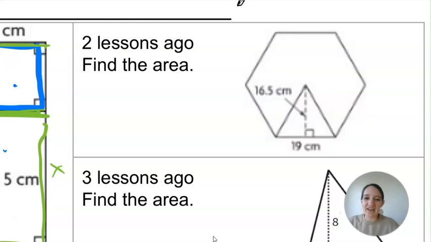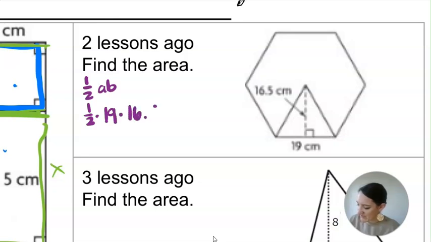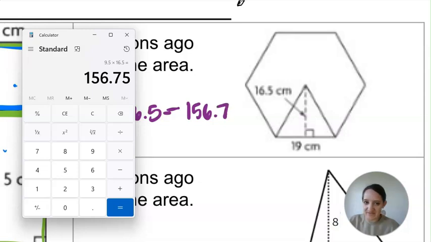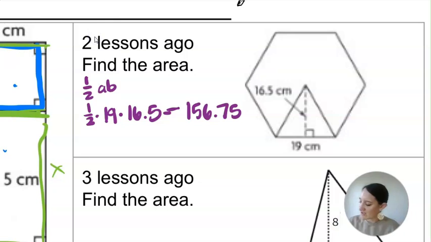All right, find the area of this regular polygon. I'm going to start with a triangle. And the triangle base is 19. The height is 16.5. Definitely going to use my calculator for that. 0.5 times 19 times 16.5 gives me 156.75. But that's just for this triangle right there, isn't it?